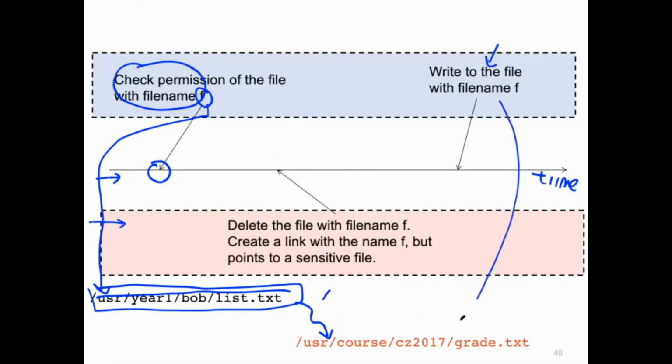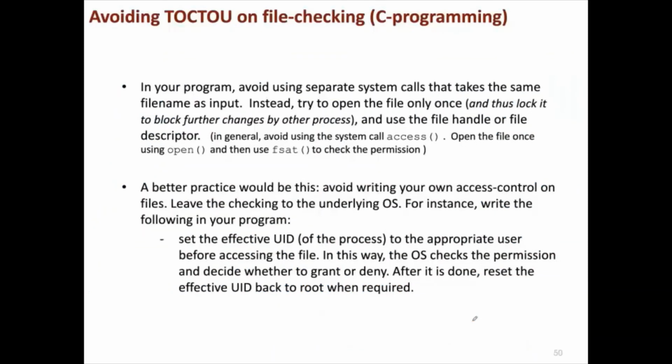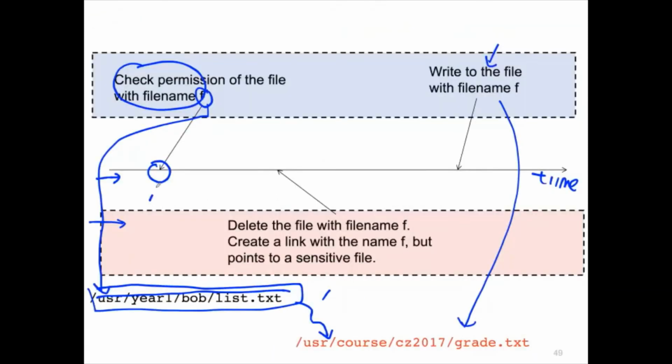So this is the time of check, and this is the time of use. During this process, Bob changes the state, and now he is causing this file to be read.